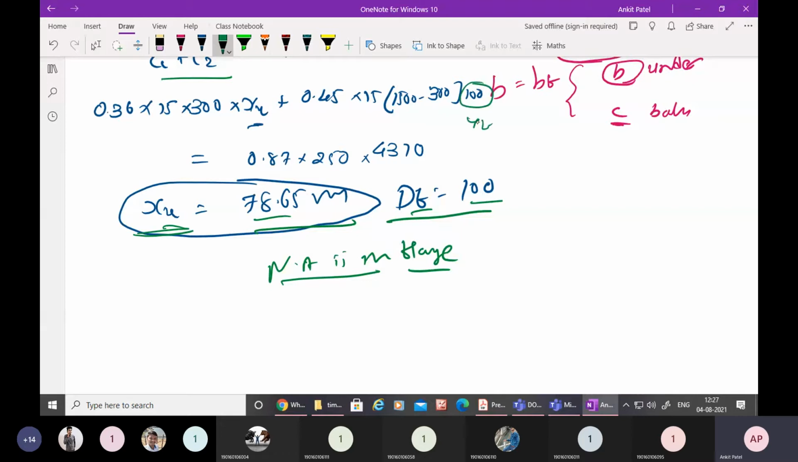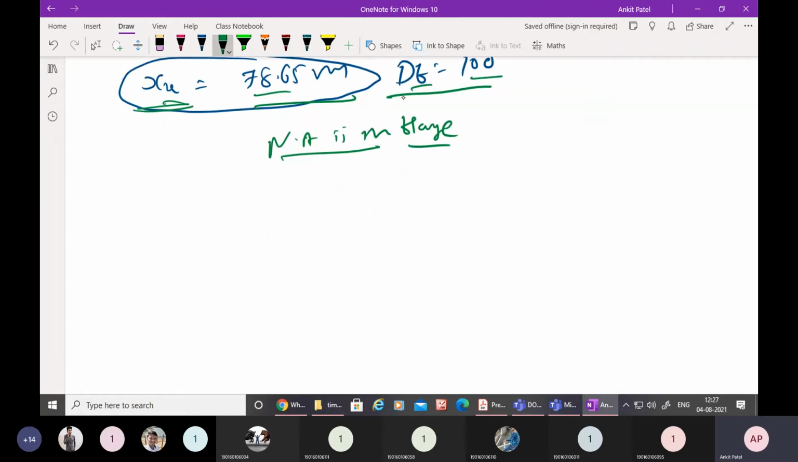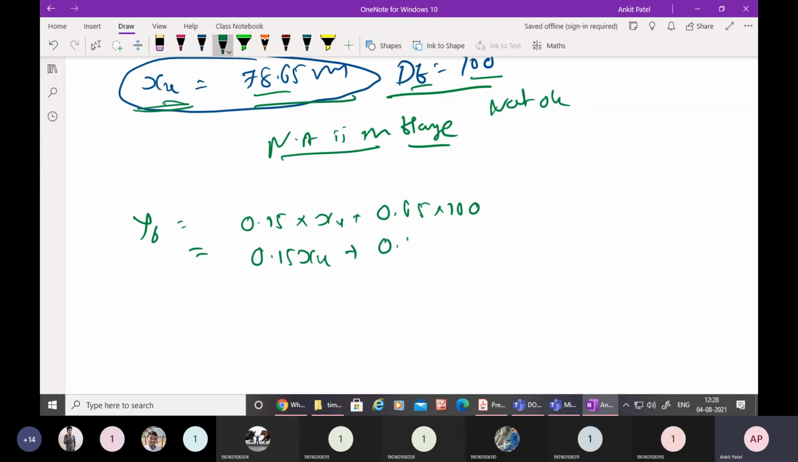This is actually DF, so what you have to do is use YF. So now I am going to write down YF. So this is not okay. Over here you can say not okay. That's why YF is equal to 0.15 times XU plus 0.65 times DF. DF is 100, so this is 0.15 of XU plus 65.